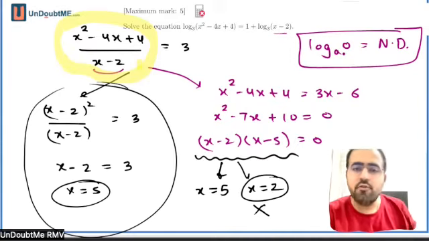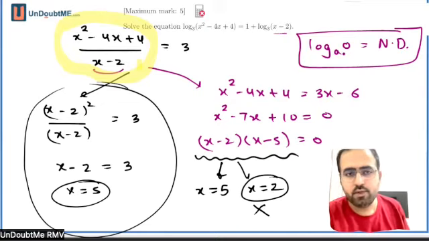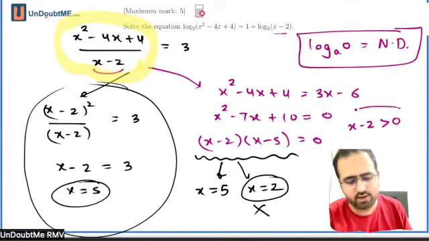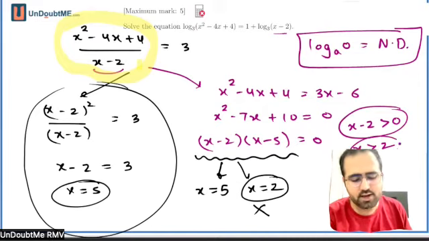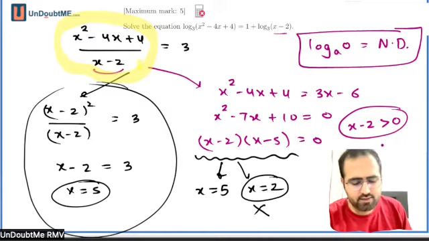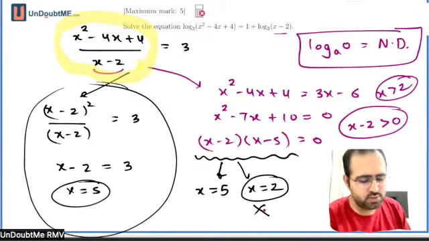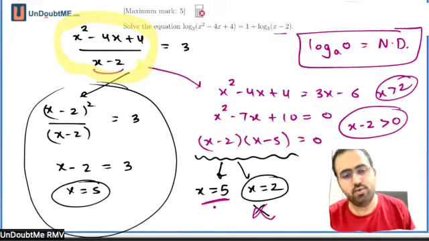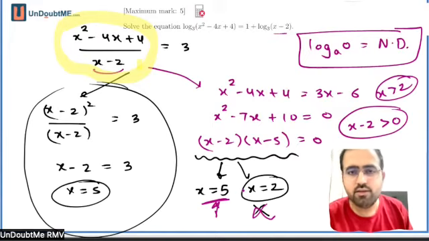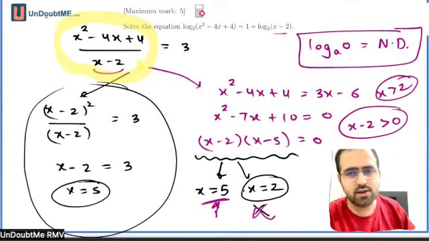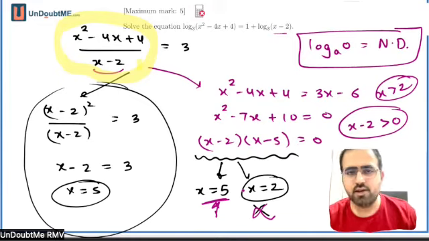Also log of a negative number is not defined. So it means that the value of x minus 2 has to be greater than 0 and x has to be greater than 2 for this particular question to be correct. If x is not greater than 2, this question itself is wrong. Because of that, this 2 will be rejected and x is equal to 5 is the only acceptable value. So this you have to give as a reasoning when you are rejecting x is equal to 2. If you simply ignore it, some marks will be deducted for that.